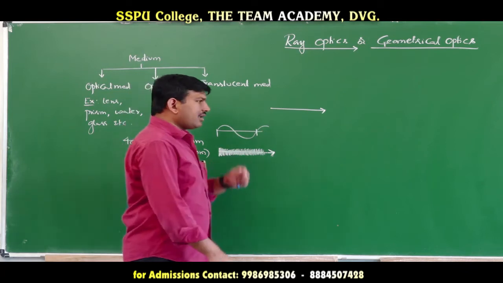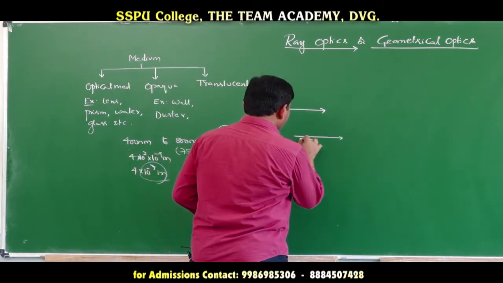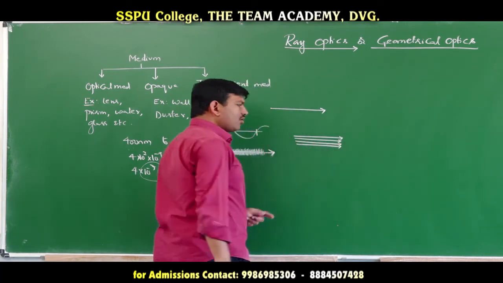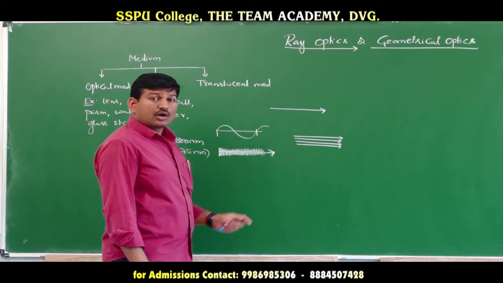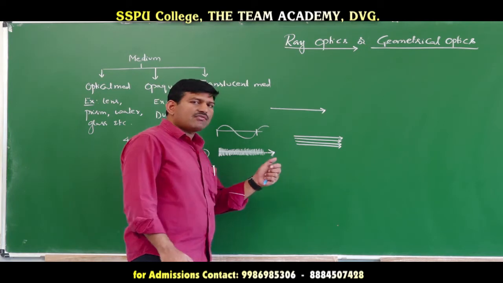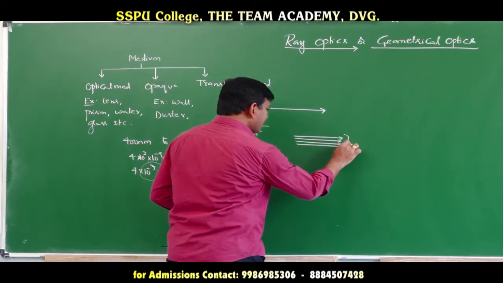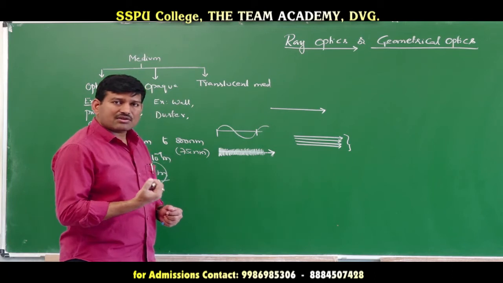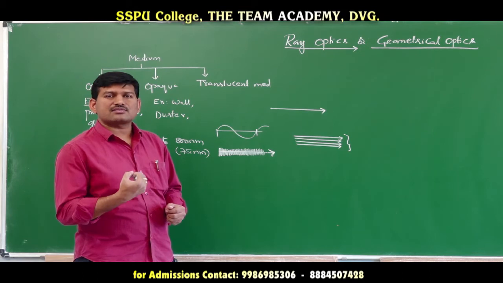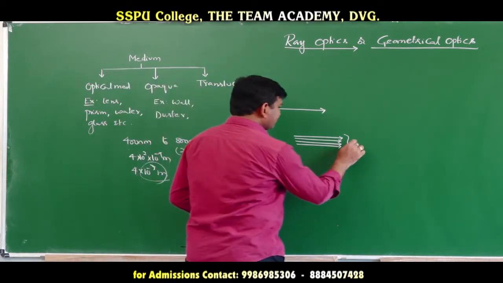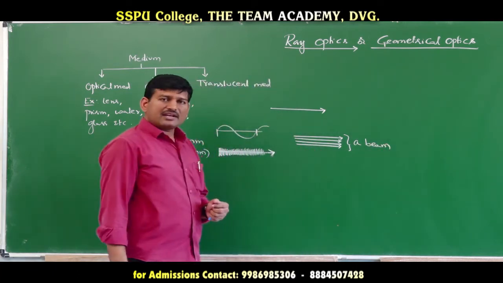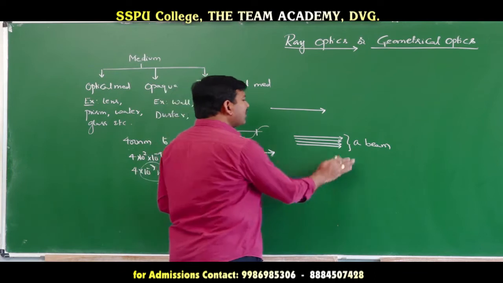Now, regarding the light rays, this is a ray, this is also a ray, this is also a ray, this is also a ray. How can I call this? This is nothing but a group of light rays, or a collection of light rays, or a pile of light rays, a bunch of light rays. Yes or no? The group or the bunch of light rays or a collection of light rays is said to be a beam. What is a beam of light? A beam of light is nothing but a collection of light rays or a group of light rays.